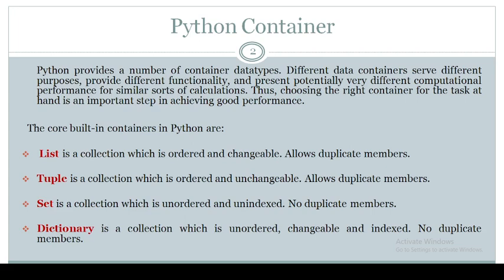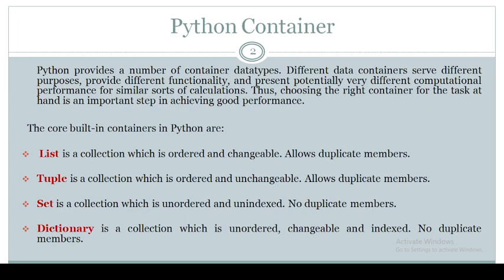So Python provides a number of container data types, and different containers have different purposes. So based on our program, which containers we need and which will be the best option, we have to check. Thus, choosing the right container for the task at hand is an important step in achieving good performance. So all containers have their different purposes, and we can use them for our different programming techniques.